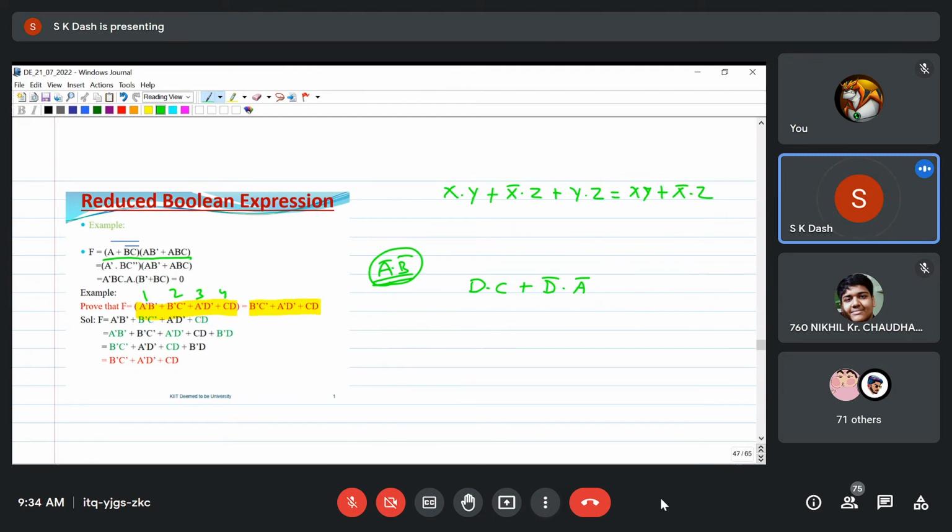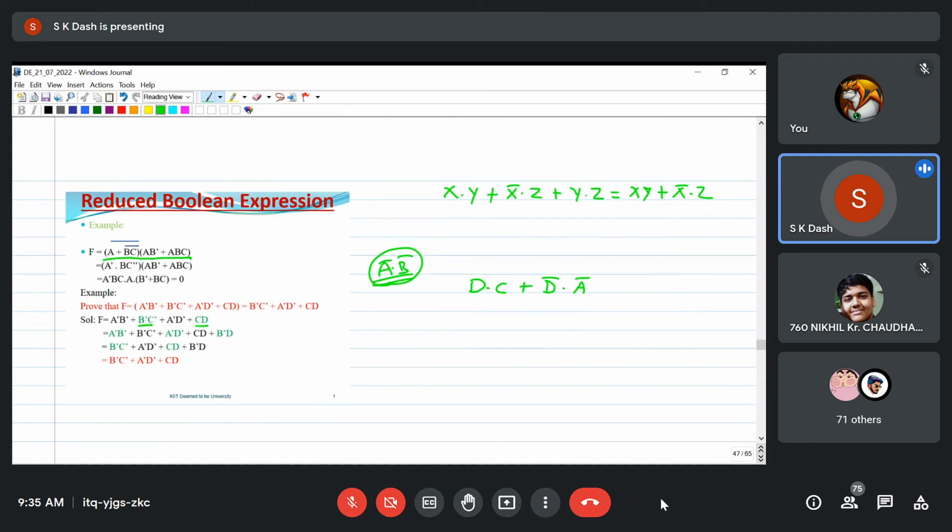Okay, so what to do? We need to add something such that we can apply the consensus theorem to remove this A bar dot B bar. Now observe this. Check this one, green color, B bar C bar plus C dot D. If I apply the consensus theorem here.